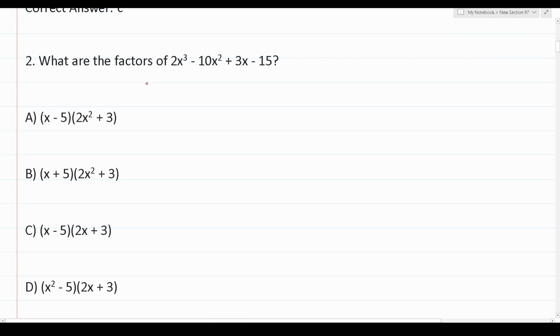All right, this next question says, what are the factors of 2x to the third minus 10x squared plus 3x minus 15? All right, so not surprisingly, I'm going to start this one by copying down this expression. Again, on the ASVAB, you are going to have scratch paper, and I strongly encourage you to use it. So we have 2x to the third minus 10x squared plus 3x minus 15. And we're being asked to factor this expression.